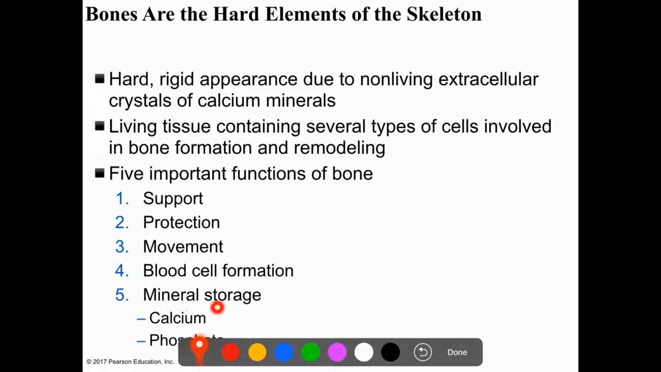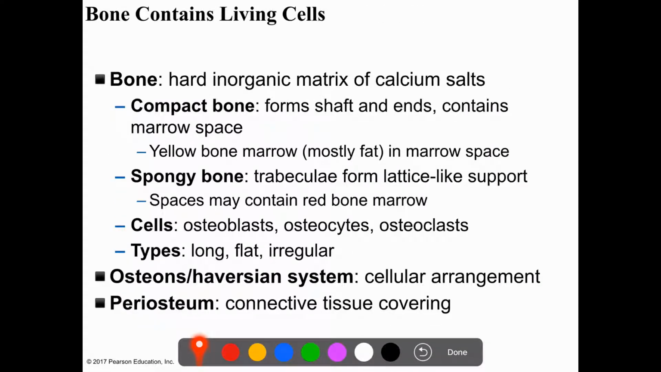Now, the overall functions of the bone can be summarized as support, protection, movement, blood cell formation, and mineral storage, mainly for calcium and phosphate. So these are different functions performed by the same organ. Now, in the bone tissue itself, we can have two forms of bones based on their shape. We have compact bone and we have the spongy bone.